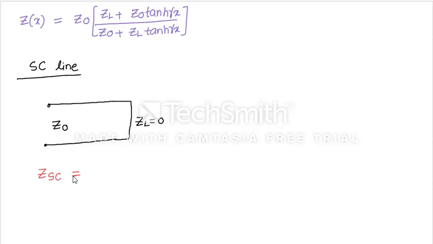Impedance of a short circuit transmission line, I can call it ZSC. Tell me the ZSC now. Here the load is shorted, that means ZL value is 0. Then what will I get here? ZSC is Z naught into tanh(gamma x).